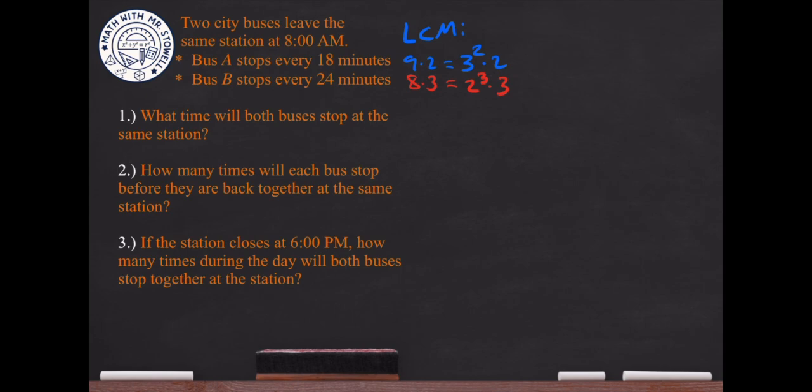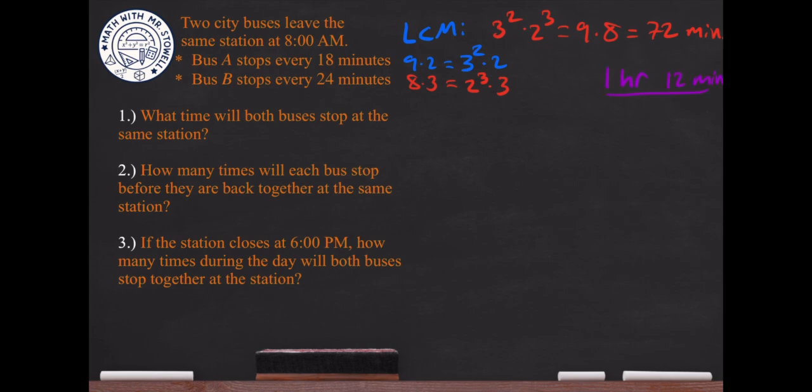If we want to find the LCM, we pick the numbers that have the highest power. So we have 3 squared, and we have 2 cubed. Well, this would end up to be 9 times 8, which is 72. So in other words, the buses will be together every 72 minutes. We could also think of this as being 1 hour and 12 minutes.